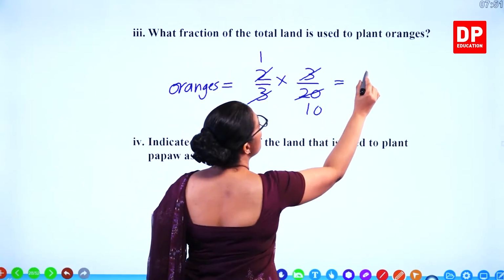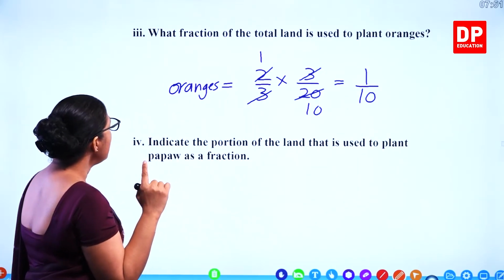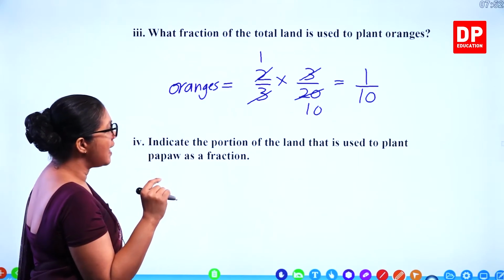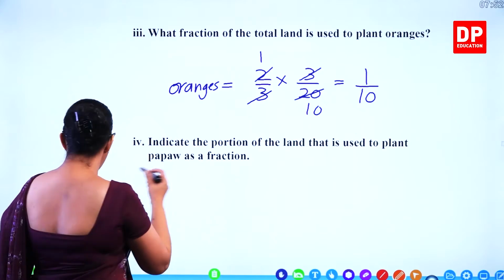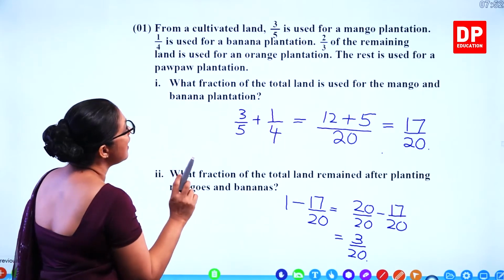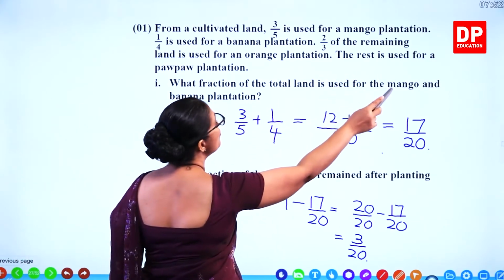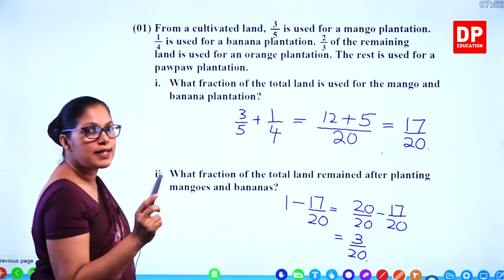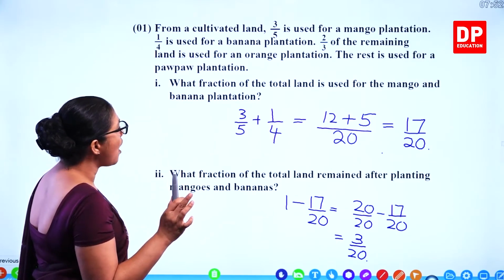What's the fraction? 1 over 10. Then the next one, indicate the portion of the land that is used to plant pawpaw as a fraction. So now let's see again. You have to read the question. The rest is used for pawpaw plantation. So that means we have to take the total now.